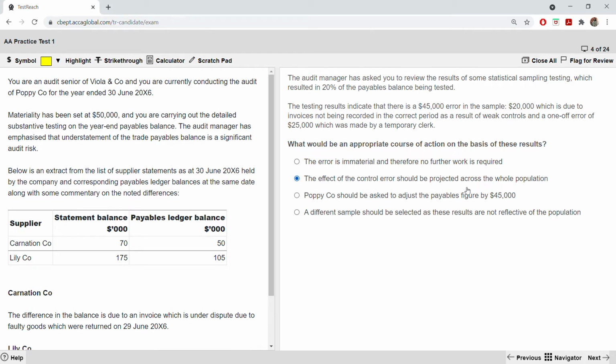Third one, the payable figure should be adjusted by 45,000. A different sample should be selected as this result is not reflected in the population.